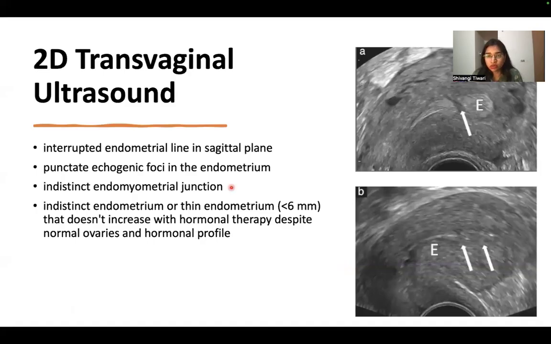Next comes 2D ultrasound that we are doing in our regular practice. In 2D ultrasound, what we can find is this interrupted endometrial line in the sagittal plane. So in the sagittal plane you will see an interrupted endometrial line, punctate echogenic foci in the endometrium, an indistinct endomyometrial junction, and a very thin endometrium less than 6 mm that doesn't increase even with hormonal therapy. You can give any amount of estrogen, the endometrium just doesn't increase despite normal ovaries and a normal hormone profile.